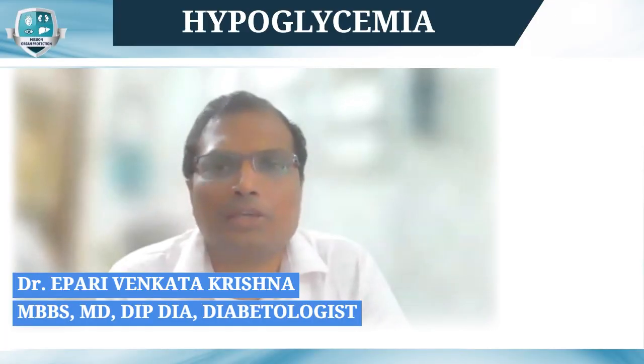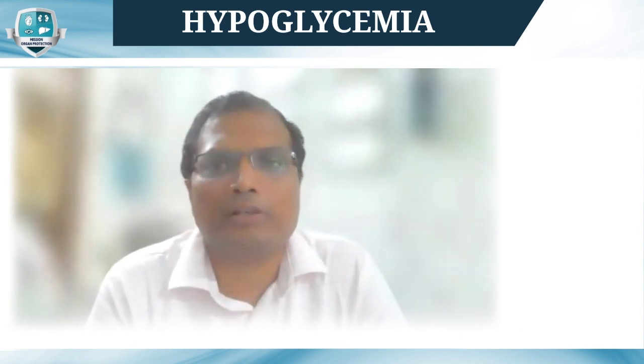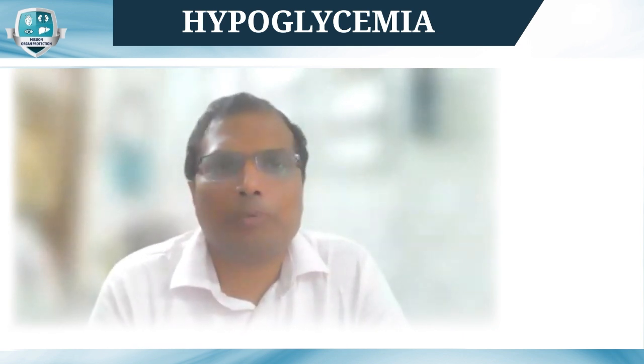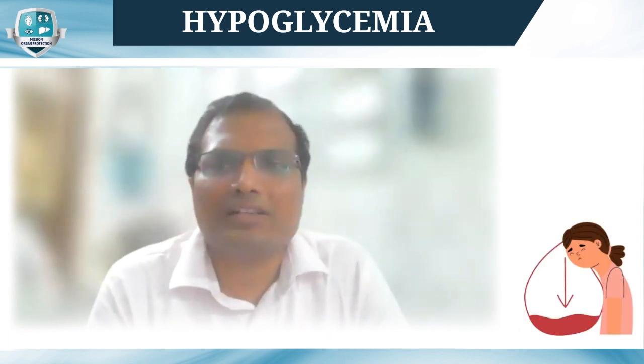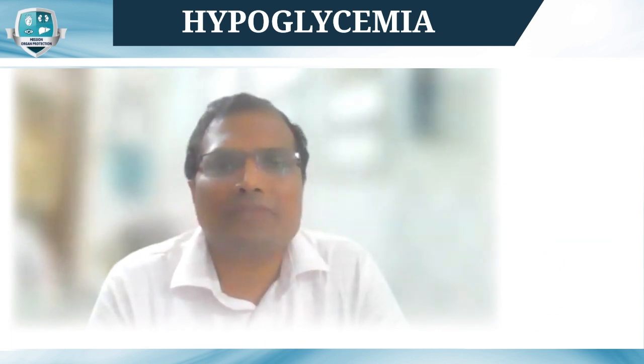Today I will be speaking on one of the most important complications that we encounter in day-to-day practice, that is hypoglycemia. So exactly what do you mean by hypoglycemia? It is when the blood glucose level falls below 70 milligram per deciliter, the expected minimum value, and then we call it hypoglycemia.